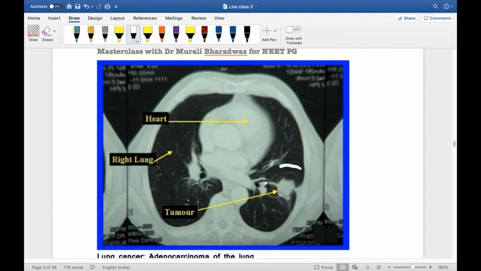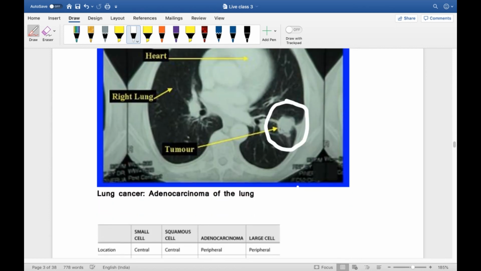So what do you see here, doctor? Typically in the periphery, you are able to see a mass lesion. So adenocarcinoma is also called scar carcinoma. Because of some infection, if you happen to get any scar in the lung, the adenocarcinoma arises from that, is what you should remember.